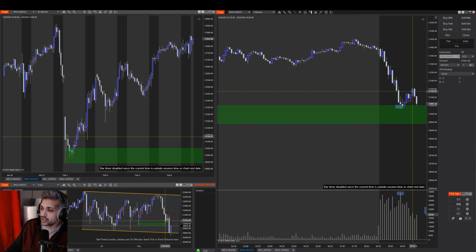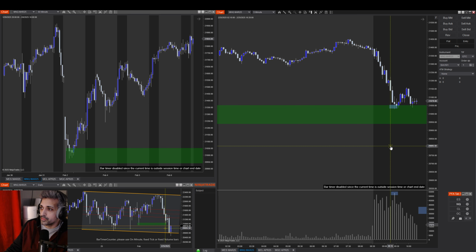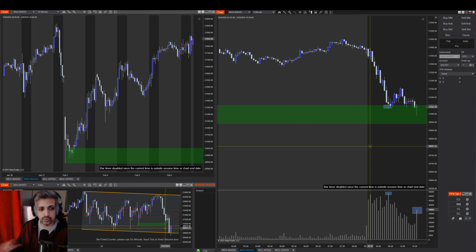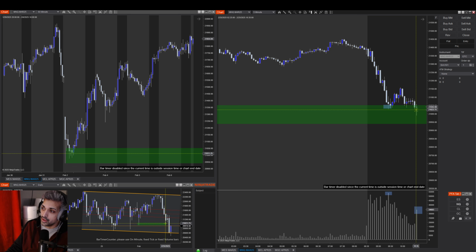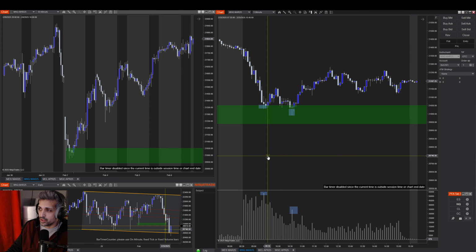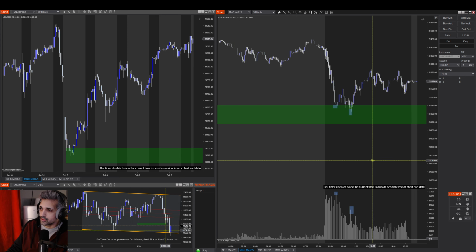We do end up getting a little push off before we make a new low into our demand. When we make that new low into the demand, this is definitely abnormal volume compared to recent bars. So I'm going to buy again on this candle, and that's the one that ends up being our low.